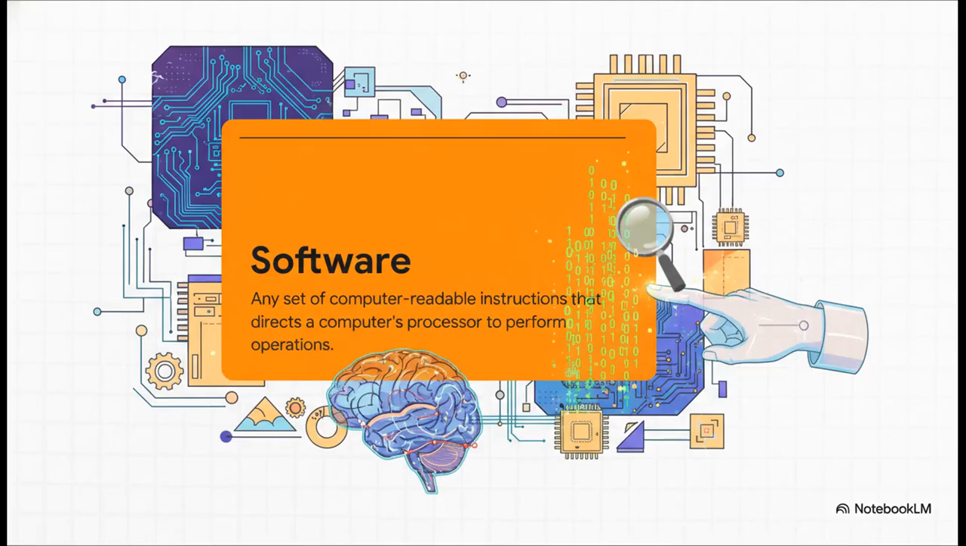So if we want to get a little more formal about it, software is basically any set of instructions that a computer can read. Its one and only job is to tell the computer's processor what to do, what specific operations to perform. It's the language that translates what we want into actions the machine can actually execute.